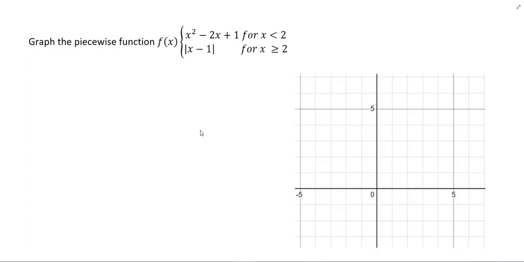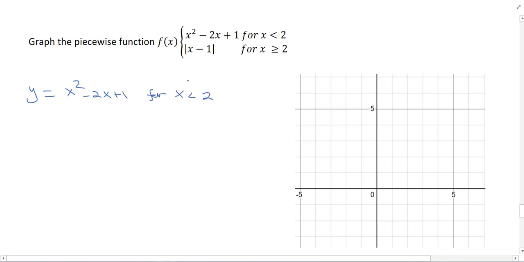All right, so when graphing piecewise functions, I look at how many pieces there are and how the domain is split up. So I have two pieces. I have the piece where y equals x squared minus 2x plus 1 for x less than 2. So I'm going to work on that piece, and then we're going to explore the other one.